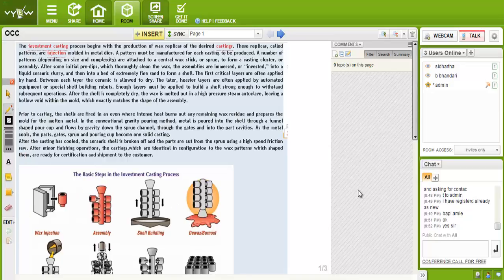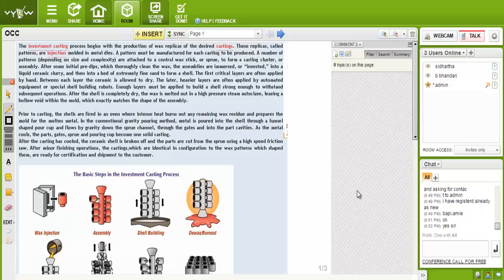Okay, investment casting. We know the different types of casting. We did permanent casting, shell type casting, hot chamber die casting, cold chamber die casting. There is another category, or another form of casting, which is investment casting. So we should know what investment casting is.